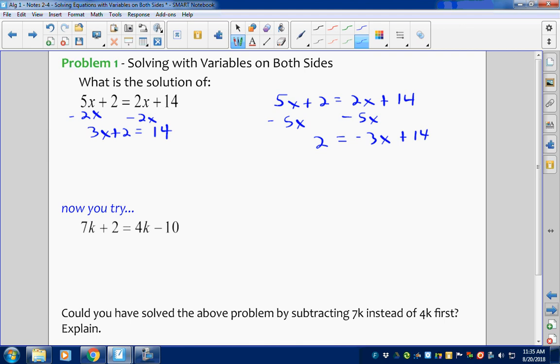I can solve this. I'll show you what I mean. Then it's just what we've done before. So let's finish it out here. Subtract 2, 3x equals 12. Divide by 3, x equals 4. And over here, if I did the same thing, I would subtract 14. So what happens is I end up with a negative 12 equals a negative 3x. Well, when I divide by negative 3, I still get x equals a positive 4. So it works fine. It works just fine.